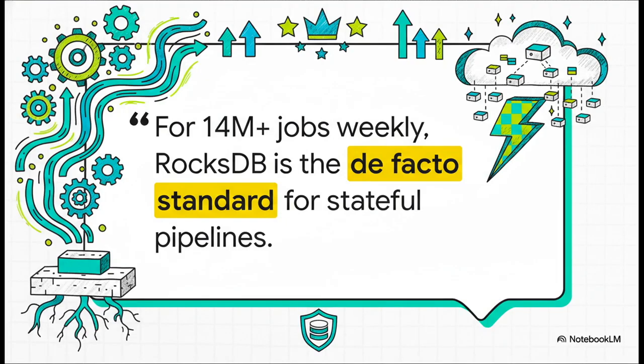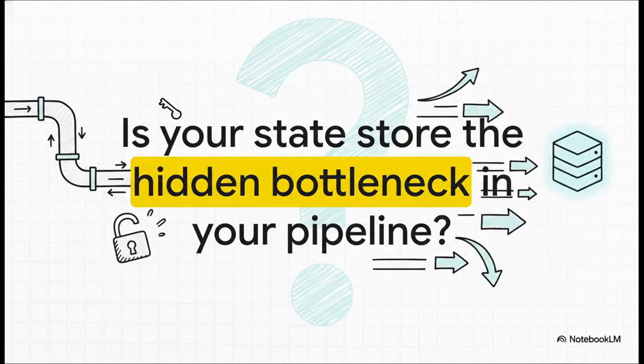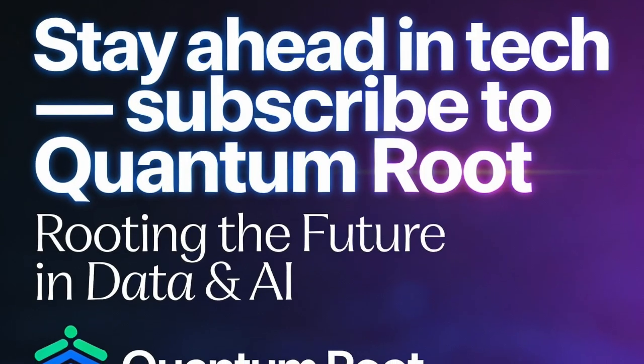So when you put it all together, the stability, the massive scale, the performance boost, it's no surprise at all that RocksDB is now the de facto standard for any serious stateful streaming job on Spark. So let me leave you with this question. The next time one of your streaming jobs starts to slow down or get unstable, maybe the first question you should ask isn't what's wrong with my code, but is my default state store the hidden bottleneck that's holding my entire pipeline back? The answer could be the key to finally scaling.